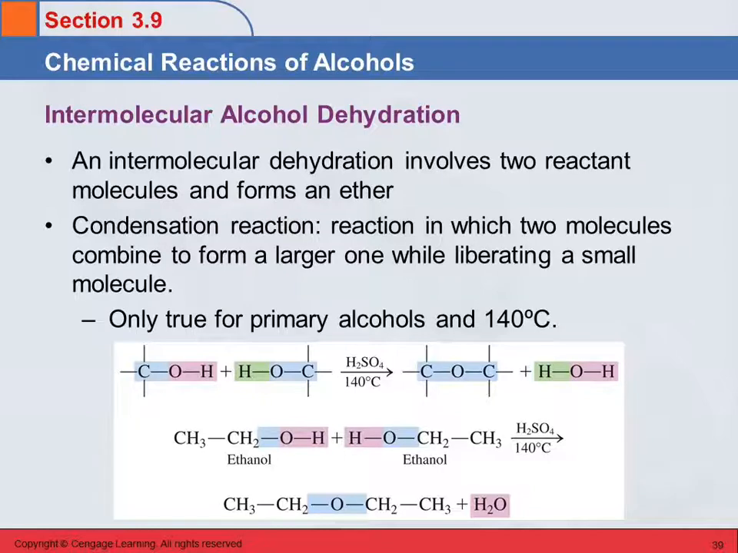Intermolecular alcohol dehydration. So we were talking about intra, within one molecule. Inter is between two molecules. So intermolecular dehydration involves two reactant molecules. And now the product is what's called an ether instead of an alkene. And this is an example of a condensation reaction. A condensation reaction is one in which two molecules combine to form a larger one while liberating a small molecule.